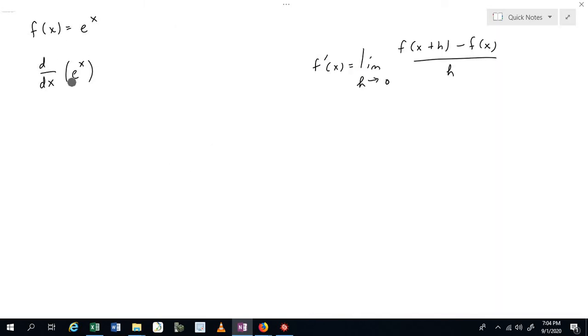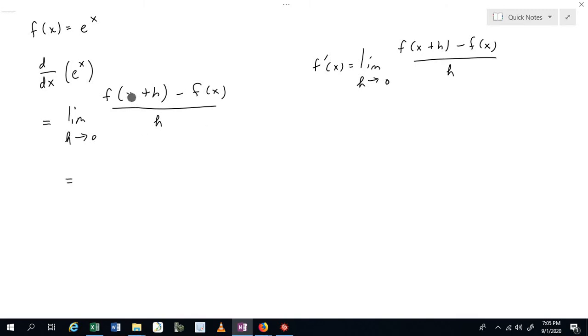Okay, so let's find the derivative of e to the x. Well, to find this derivative, we're going to use the limit definition of the derivative again, right, which is this. Okay, so the derivative of e to the x is the limit as h goes to 0 of f of x plus h minus f of x all over h.